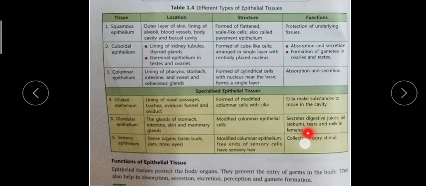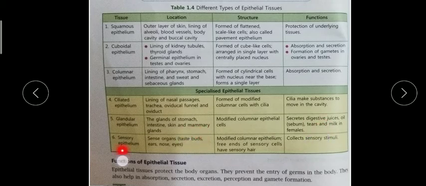In the skin we have the sebaceous gland, which secretes sebum. The lacrimal gland secretes the tears, which are present over our eye and near the eye region, and the mammary gland secretes the milk in the female.